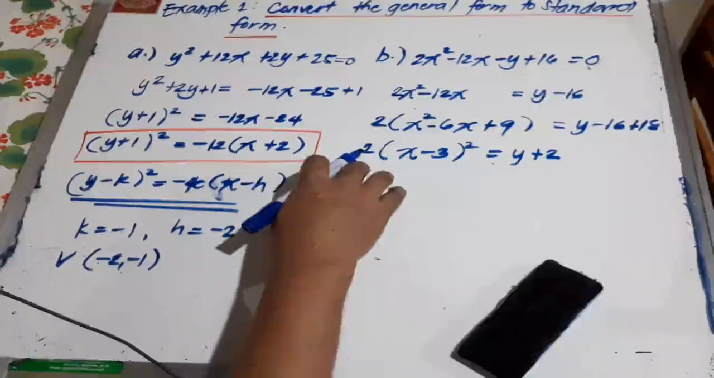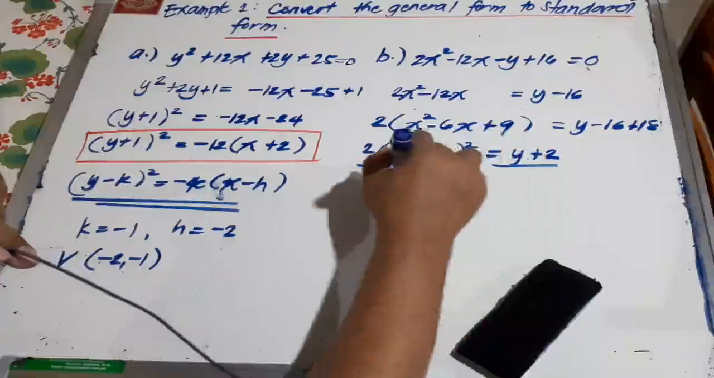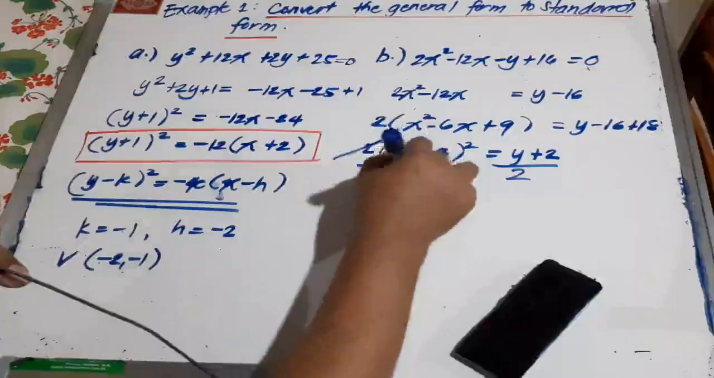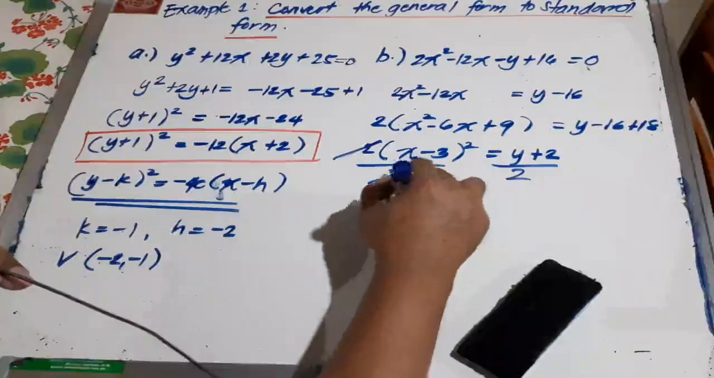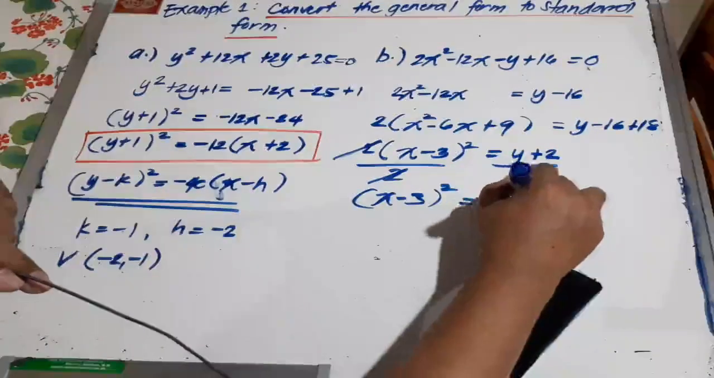Okay, tama. So since we have still here a coefficient of x, coefficient dun sa ating square binomial, we have to eliminate these two. It should have a coefficient of 1 only. So we divide both sides by 2 to eliminate this coefficient 2. We have the square of x minus 3 equals 1 half of y plus 1.